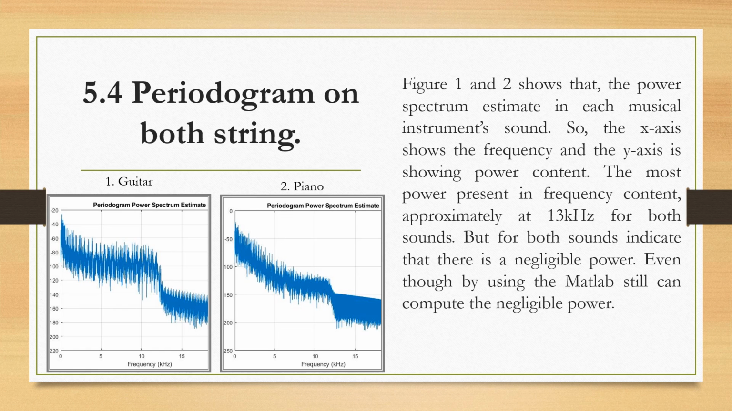Next is the periodogram on both strings, the guitar and the piano. You can see the guitar periodogram and the piano periodogram. The x-axis shows frequency, and the y-axis is the power content. Approximately at 13 kilohertz for both sounds, there is negligible power because it is below zero.